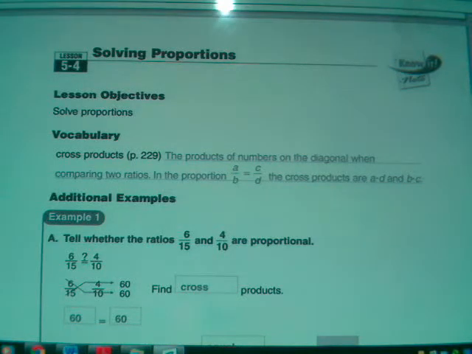Again, you are multiplying on the diagonal. And in this case, because the result on each diagonal happens to be 60, the answer here is going to be yes, the ratios are in proportion. If we had ended up with answers that were different, then we would say no, these fractions or ratios are not in proportion.